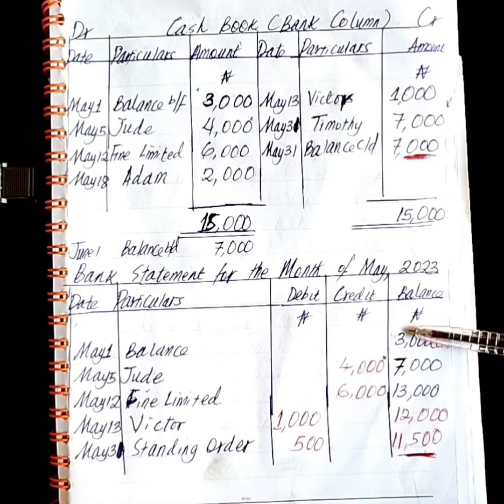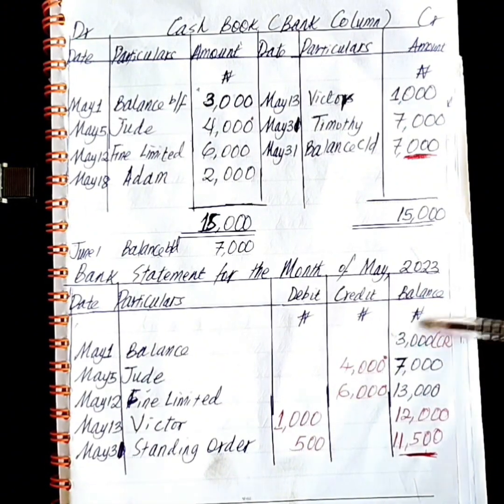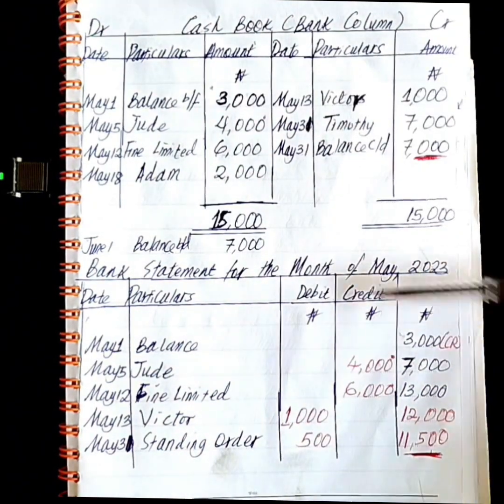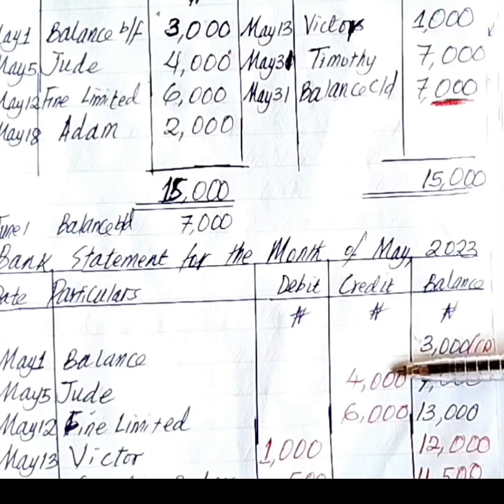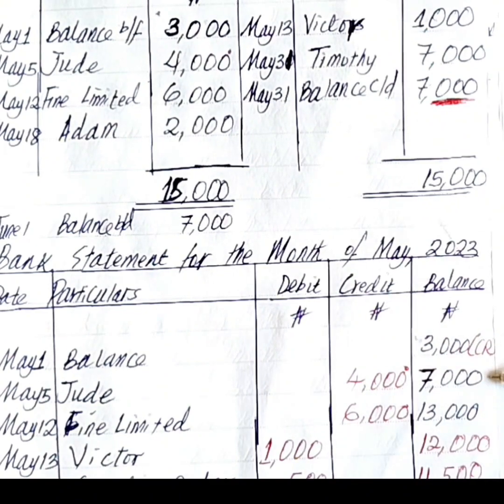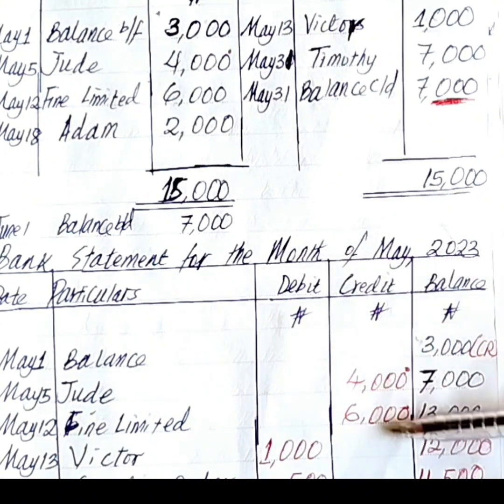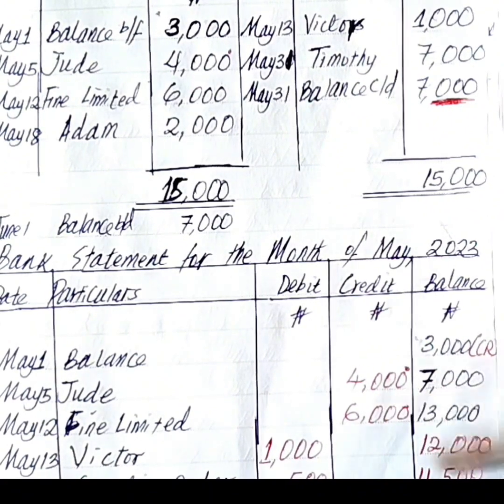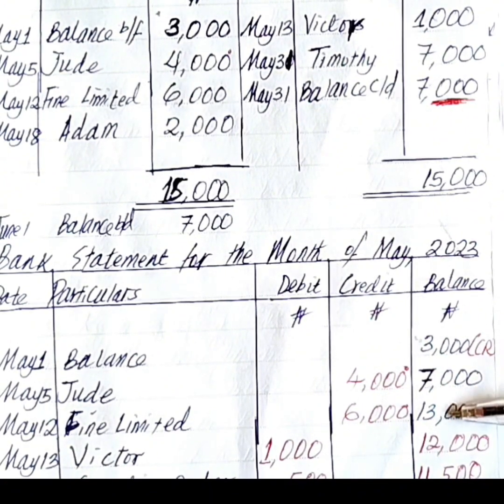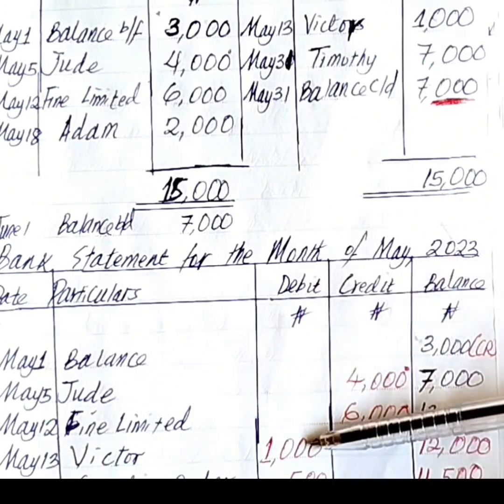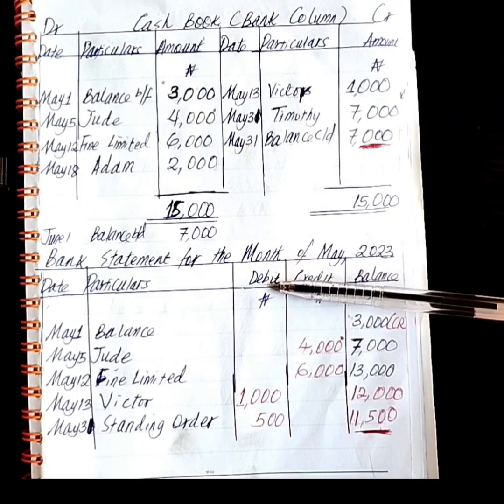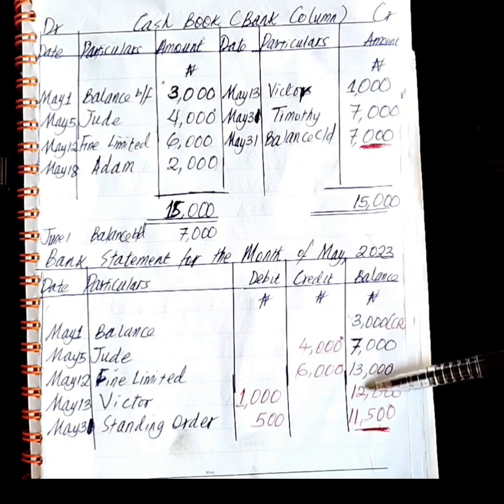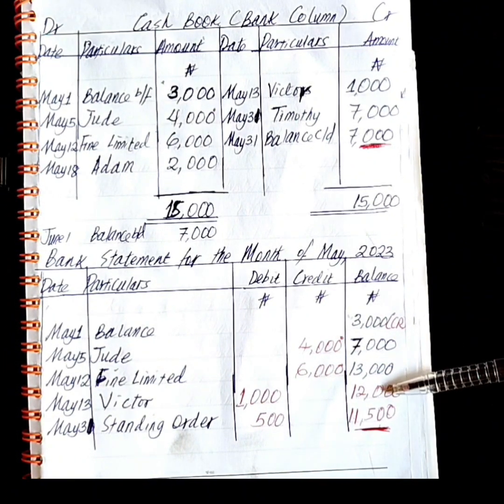For example, at the beginning of the month, you had 3,000 naira here. This is it here, 3,000. When 4,000 naira was credited to your account, the balance went up by what? 7,000. When 6,000 naira was credited to your account, 7,000 plus 6,000, it resulted in what? 13,000. Also, when 1,000 naira was deducted from your account, that means when it was debited to your account, what happened? Your balance went down by 12,000 naira.